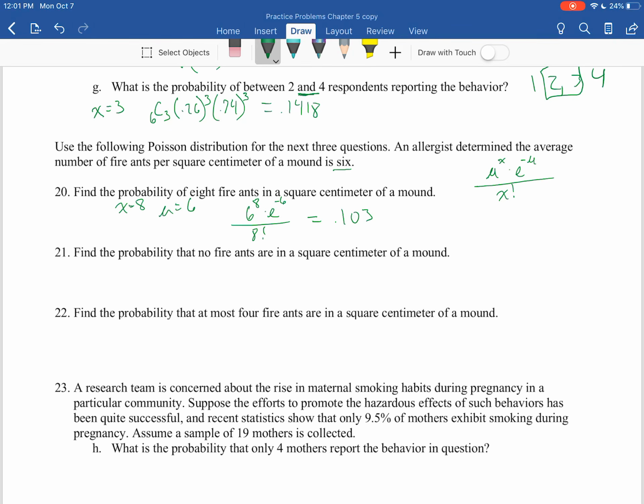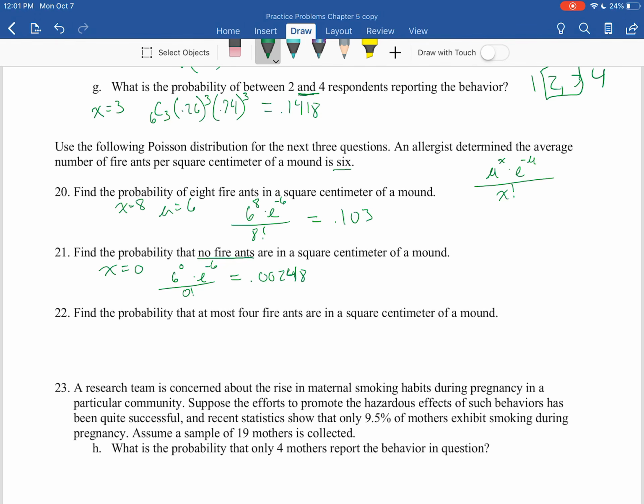Next, we're finding the probability of no fire ants. The key here is no fire ants, so our x value is going to be 0. Anytime we see no or none, those are 0 values. So we would do the same thing. We have 6 to the 0 power times e to the negative 6 over 0 factorial. And remember, 0 factorial is a value of 1. When we put all this in the calculator, we see it's 0.00248. You can put that in scientific notation if you want, or just leave it like that.